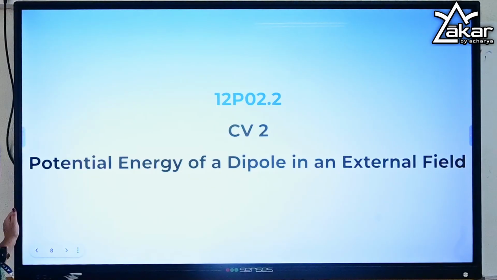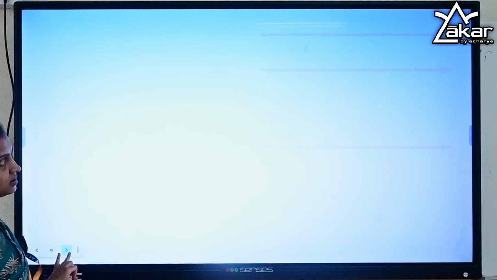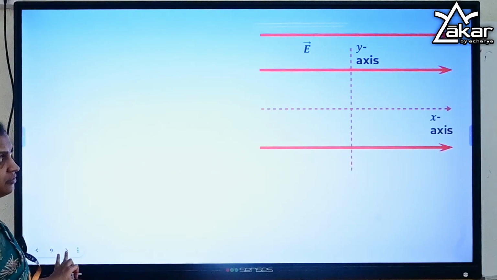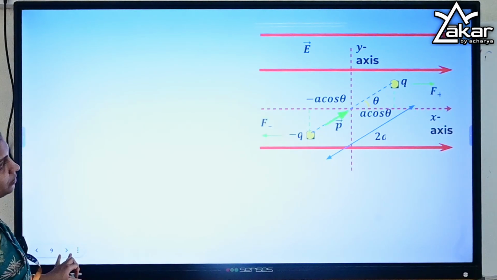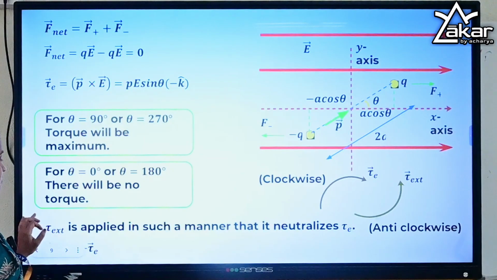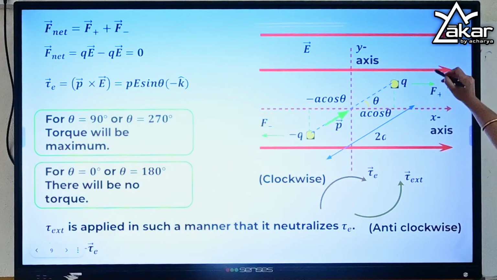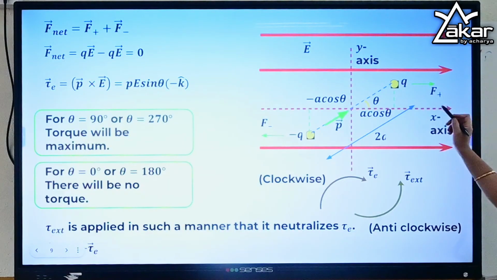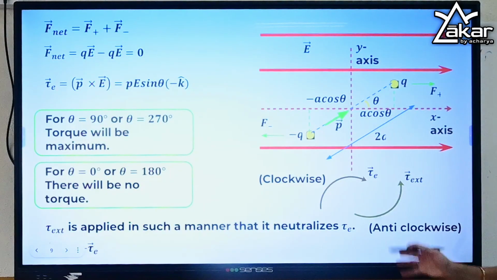The next topic is potential energy of a dipole in an external field. Here we have to take a dipole in a uniform external field. You can observe the diagram very carefully. This is a derivation. Now just see the diagram. I am going to place the dipole in a uniform electric field.